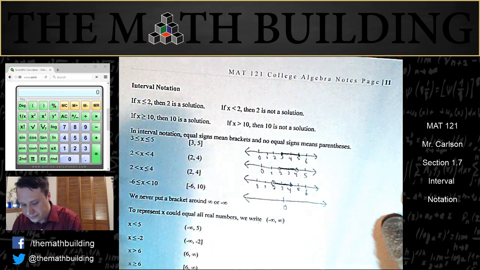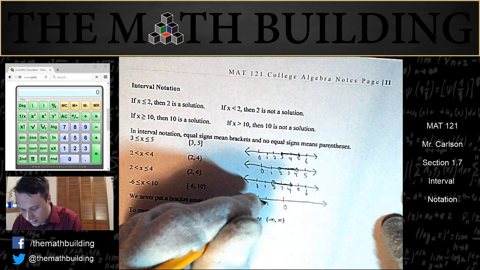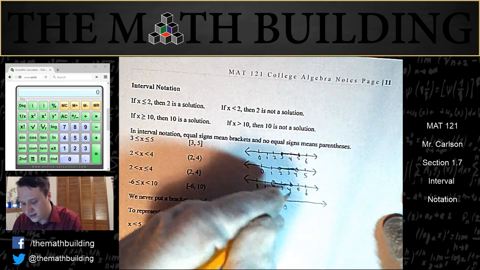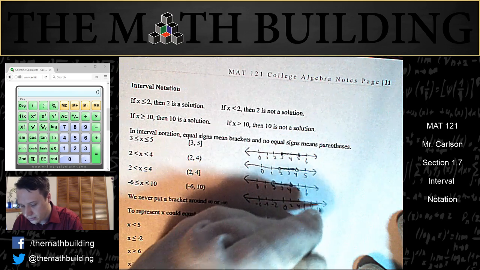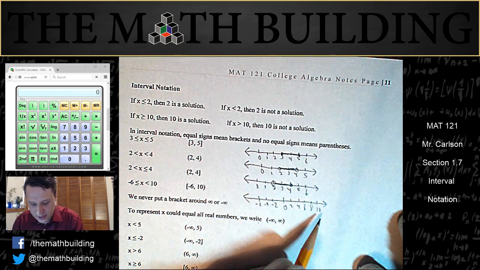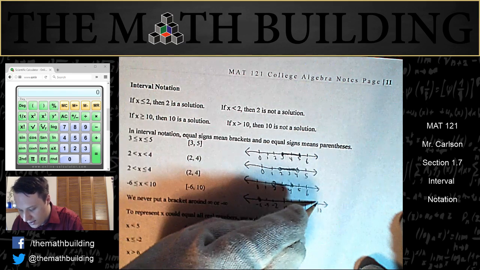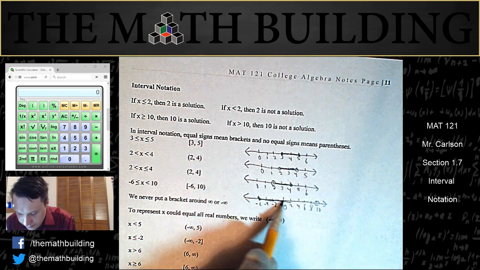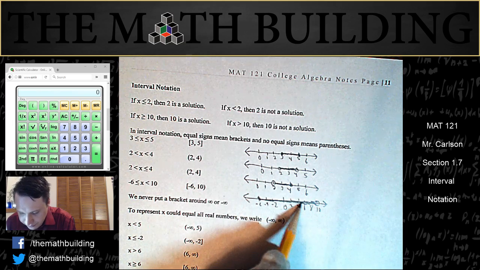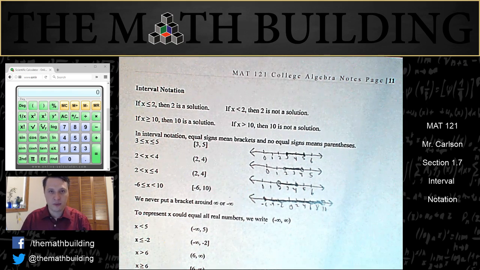Here's 0. We'll just put -6, I don't know, around here maybe, -6. I'm going to count by 2's. That's not exactly spaced evenly, but oh well. So we're going from -6 to 10. We are including -6. We're not including 10. And we're going to include everything in between. So that's what those 4 look like on number lines.